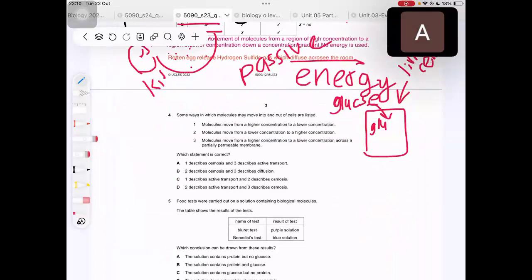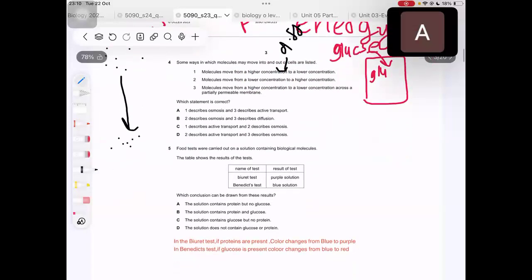Fourth one: some ways in which molecules may move into and out of cells are listed. First one, molecules move from a higher concentration to a lower concentration. We just learned what we call that, right? Molecules move from a highly concentrated area to a lowly concentrated area. You call it diffusion, right? What is the opposite of diffusion? The opposite of diffusion is active transport, because in active transport, substances move from a low concentrated area to a high concentrated area, right? And to do this, it uses energy as well.